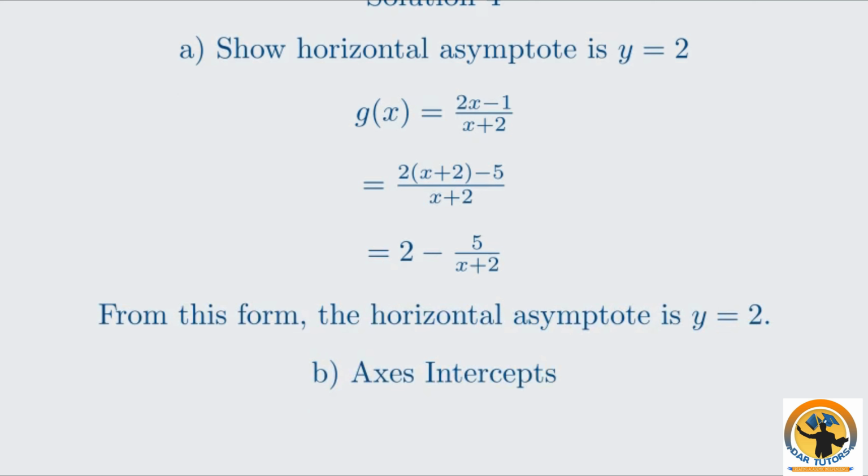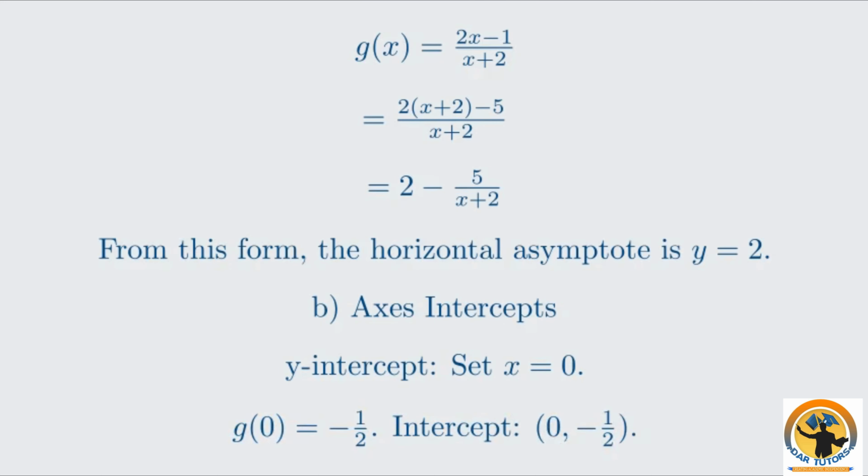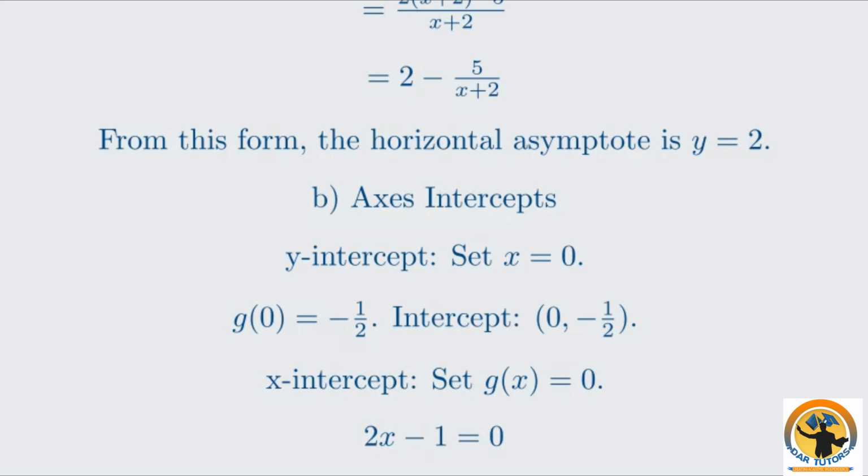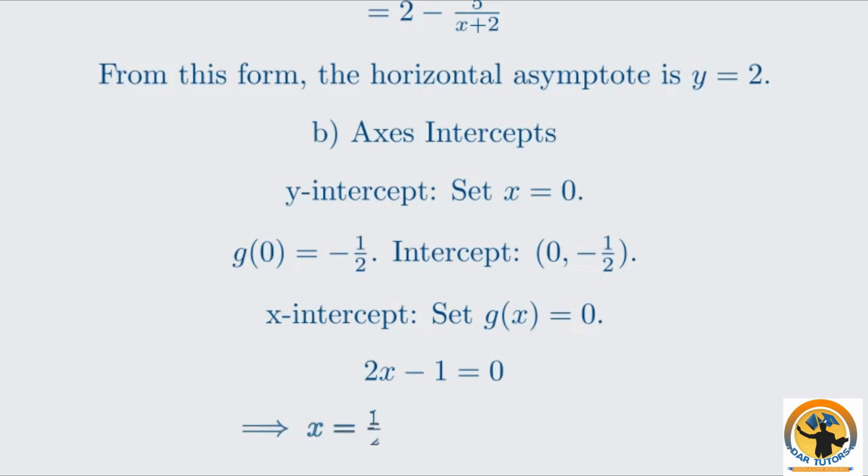Part B asks for the axis-intercepts. For the y-intercept, we set x to 0. g of 0 is negative 1 over 2, so the intercept is (0, -1/2). For the x-intercept, we set g of x to 0. The fraction is 0 when the numerator is 0, so 2x minus 1 equals 0. This gives x equals 1/2. The intercept is (1/2, 0).